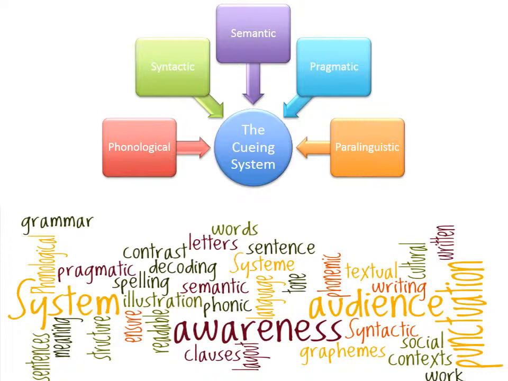the semantic system, the various meanings of words and how they can be used in different contexts, the pragmatic system, how language is modified in various social and cultural contexts and how this affects the tone of voice in one's writing, and the paralinguistic system, which is the use of punctuation, layout, illustration, and textual contrast to enhance the reading experience of written text.